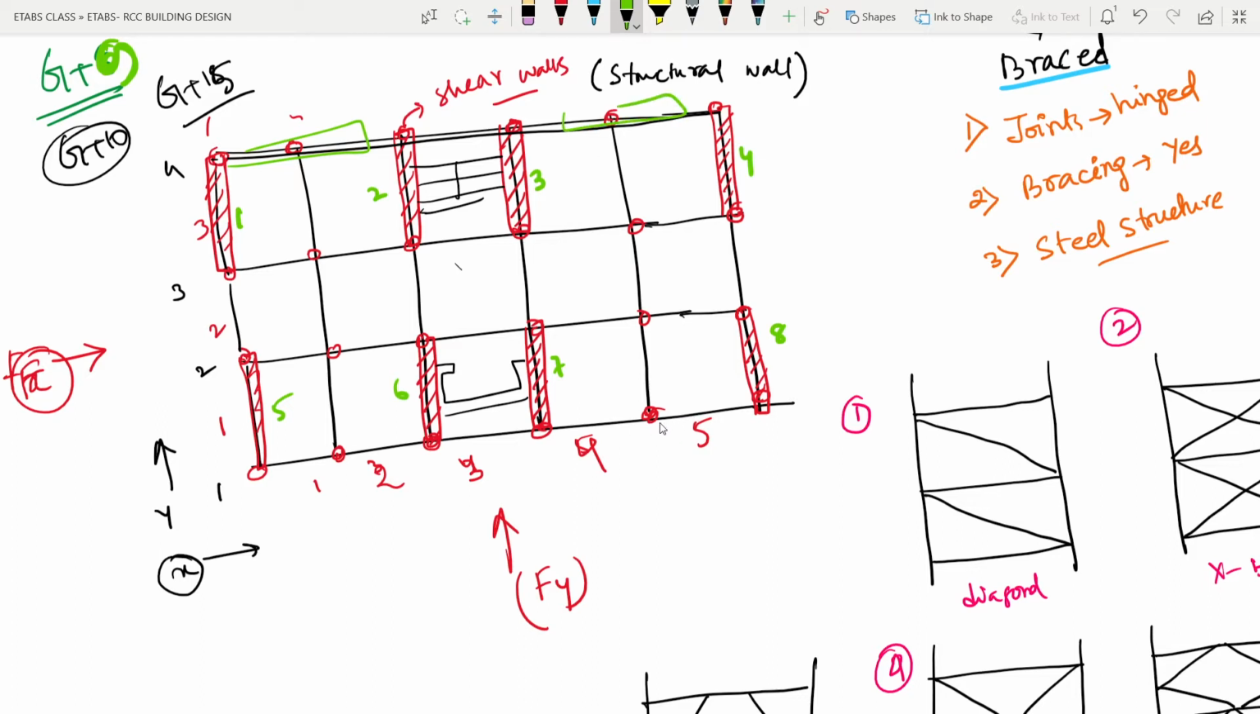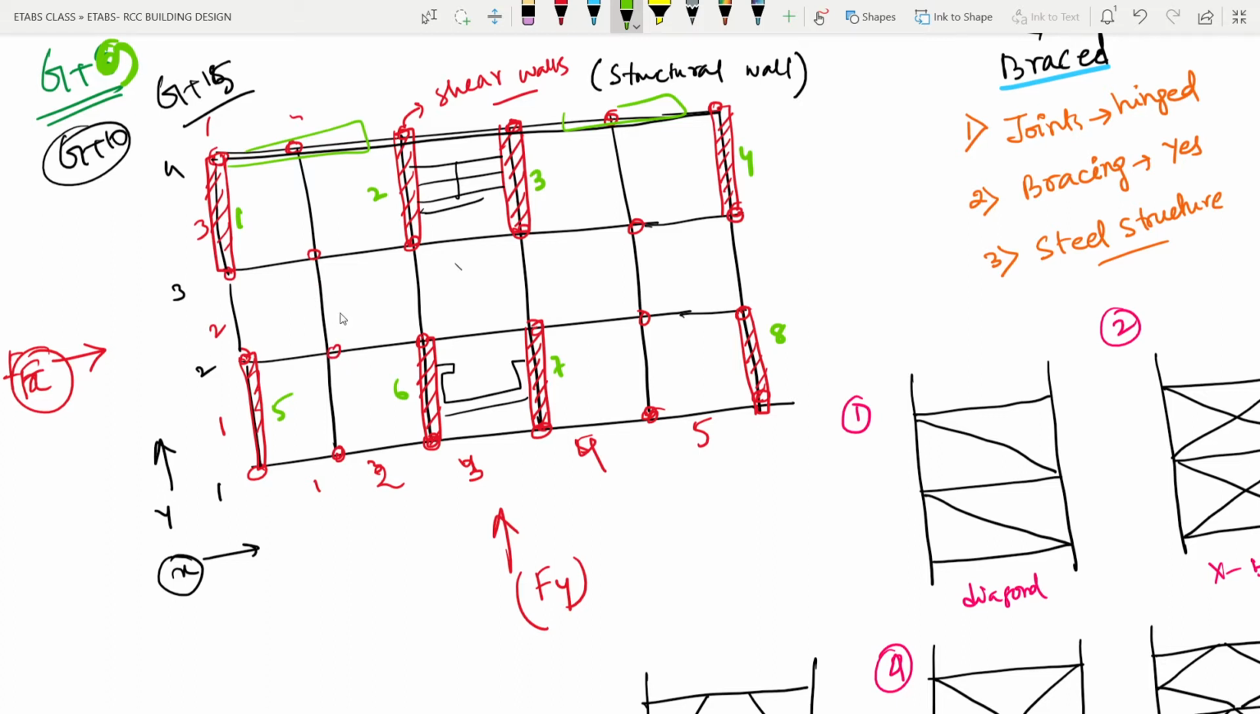So again what will happen, the x direction force will also be resisted by the shear walls along the x direction, and the columns will only be taking the gravity loads. In that case this system we will call a structural wall system, because the lateral loads are taken only by the structural walls or shear walls, and the columns are only taking the gravity loads. So these columns will be called gravity columns.